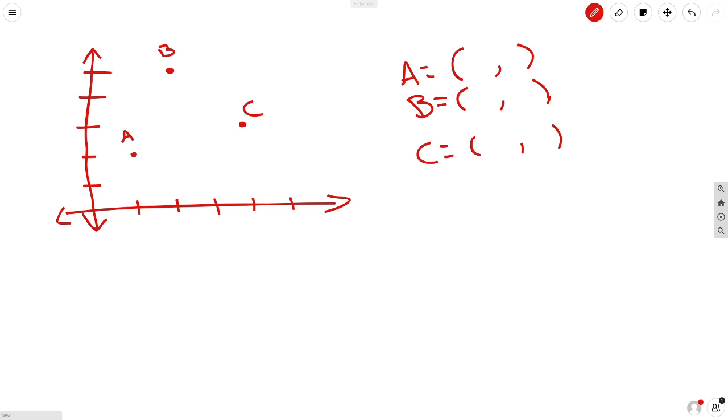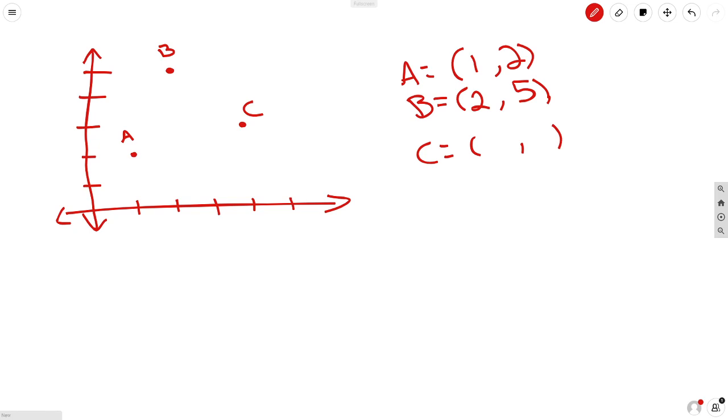So for A, we move horizontally 1 unit, and that lines up with A. And then we have to move vertically 1, 2. So our ordered pair then becomes 1, 2. For B, we move horizontally 2 units, and then we move up 1, 2, 3, 4, 5. So our ordered pair for B becomes 2, 5.